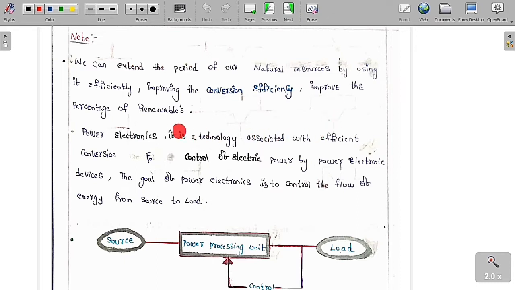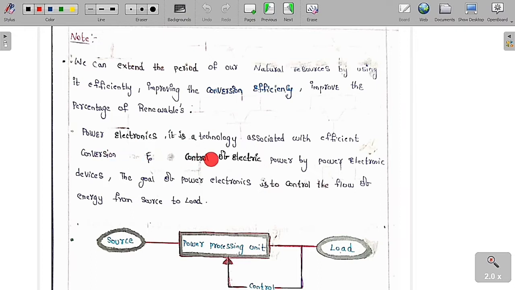So improving the percentage of renewables. So always you have to use the renewable sources to generate the power. Therefore, we can get more amount of energy. So here, we are always going to use our natural resources in a very efficient manner so that we can extend the period of their existence. Because of that, we have to always improve the conversion efficiency. Means the losses should be very less so that the energy conversion is very good, then we can use it for a large amount of time. So you have to use the renewable sources on a large scale.